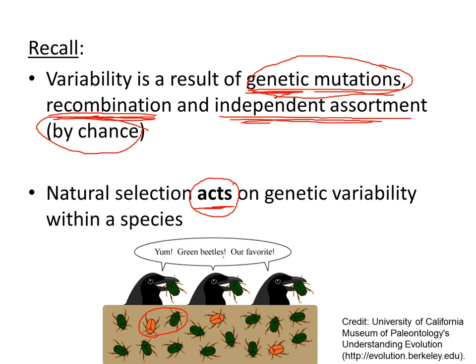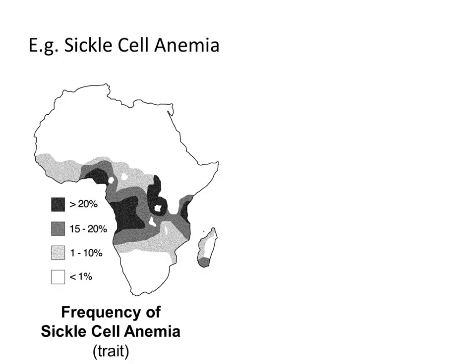However the environment happens to favor or disfavor those particular traits. So if it's an environment where these birds happen to like to eat the green ones, then they will be eliminated from the population, and over time the population's characteristics would slowly change. That's evolution. Let's look at an example.